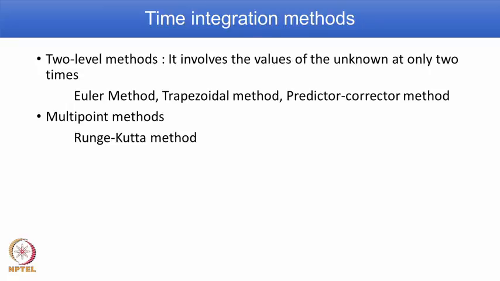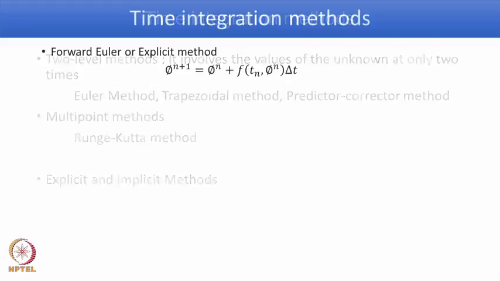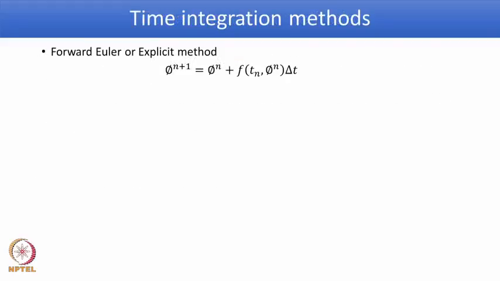Basically, with two level methods, you can have a maximum of second order accuracy. If you want to have a higher order accuracy for the time derivative integration also, we have to have some other procedure, and that is multi-point methods. One of the things that we are already familiar with is the Runge-Kutta method. You also have a classification known as explicit method as well as implicit method. First, we will see in detail the Euler method.